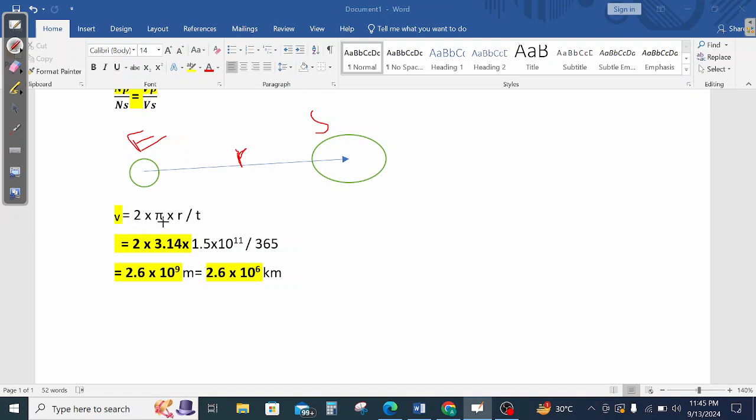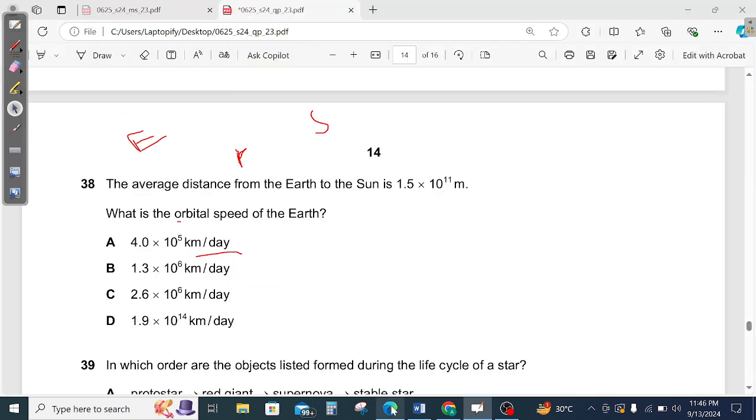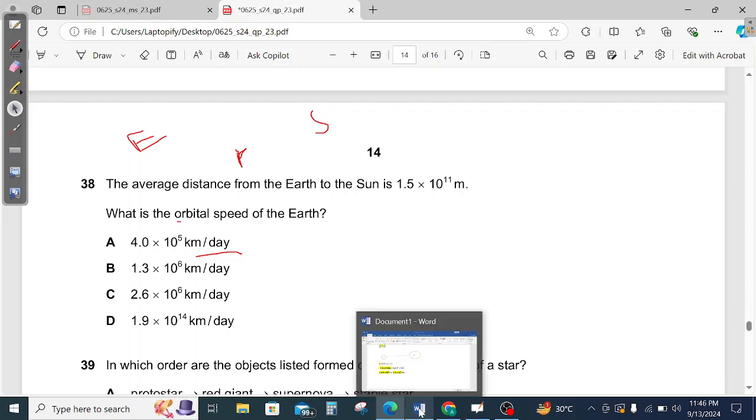So the formula is speed equals 2 pi r divided by t. The value of pi is 3.14. The value of r mentioned in the question is 1.5 into 10 raised to the power 11. And I have written here time is 365 days, because the earth completes one revolution in 365 days. If you look at the options, they mention the speed in kilometer per day, not in kilometer per second or per hour. That is why I wrote 365 instead of seconds.